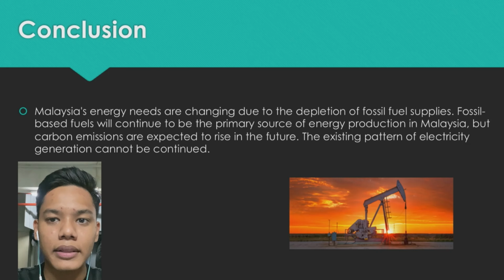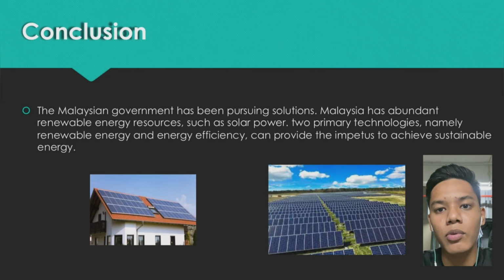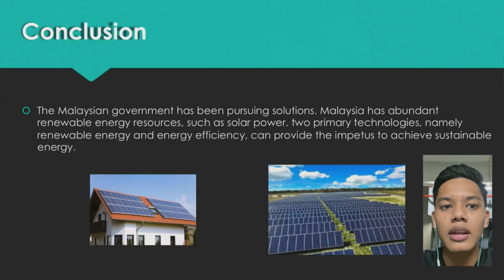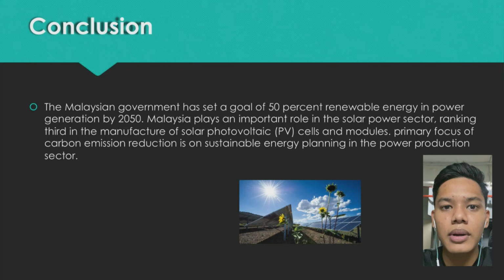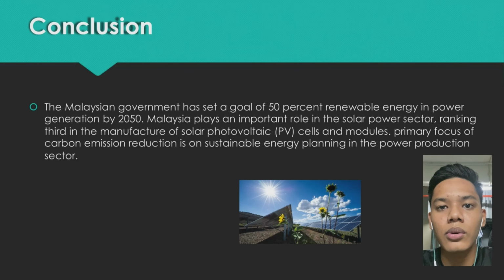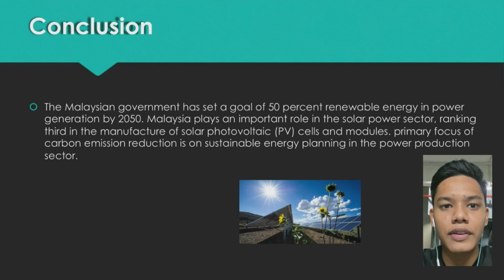The existing pattern of electricity generation cannot be continued. The Malaysian government has been pursuing solutions. Malaysia has abundant renewable energy sources such as solar power. Two primary technologies, namely renewable energy and energy efficiency, can provide the impetus to achieve sustainable energy. The Malaysian government has set a goal of 15% renewable energy in power generation by 2050.